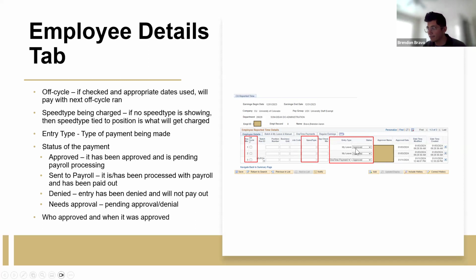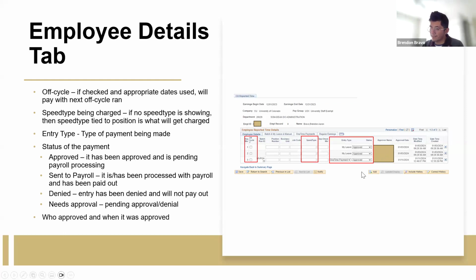Next, we have status of payment. So if it's showing approved, it means it's been approved and it's pending payroll status. So for example, for these leave ones, this is leave for December. And so once January payroll runs, it's going to get changed to sent to payroll. And that means it has now been sent to payroll and it'll process with payroll and will pay out, or it may have already been paid out. Next is denied. So denied just means the entry has been denied and will not pay out. And then the last one is needs approval. So if you enter in a one-time payment and it hasn't been approved yet, this status is going to be showing as needs approval.